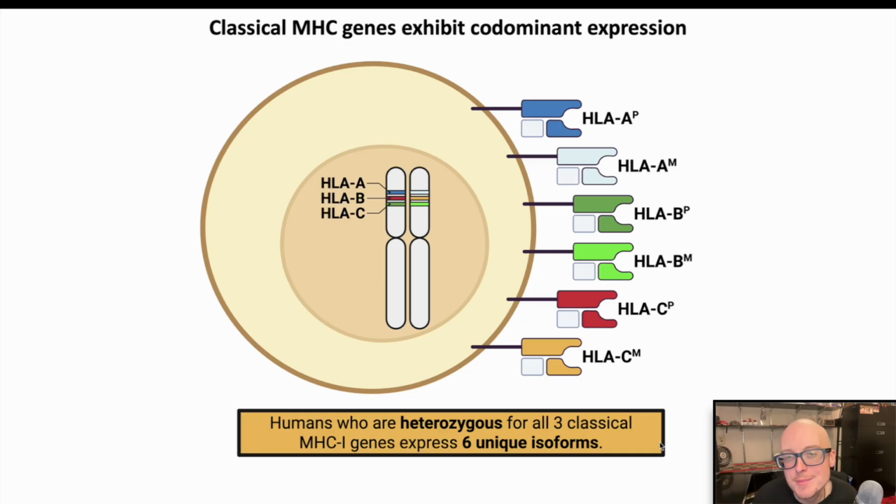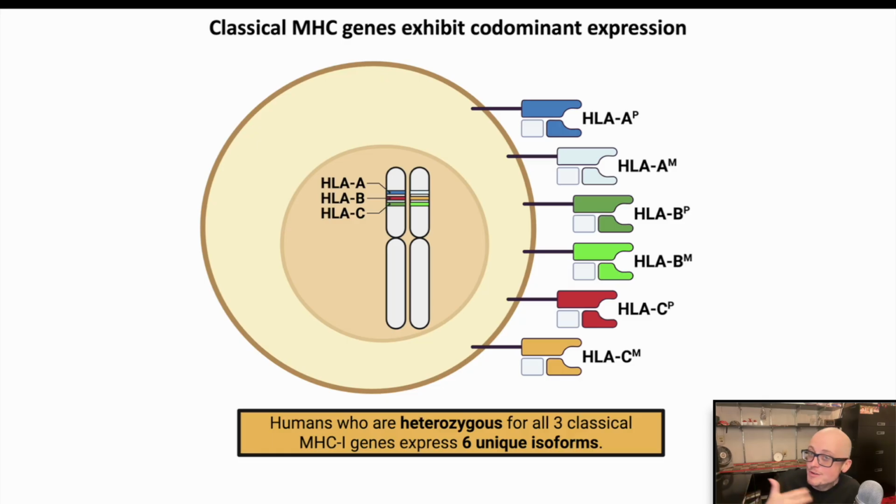They exhibit codominant expression, meaning that whatever two alleles you have for any given gene, both will be functionally translated into a protein. And as you can see here for MHC class 1, remember that there are three gene isotypes, A, B, and C, and that there's a paternal and a maternal allele for all three of those genes, giving you 6 total MHC class 1 alleles. And assuming heterozygosity for all three genes, meaning that this individual has 6 unique alleles, which in fact is what most people have.